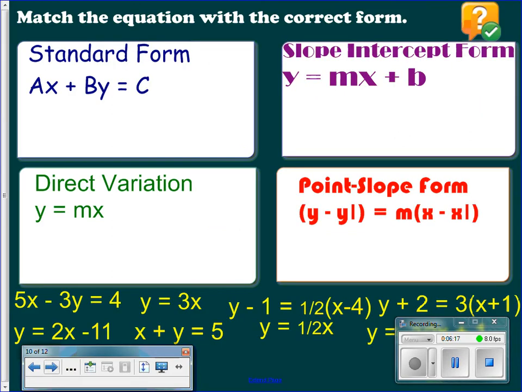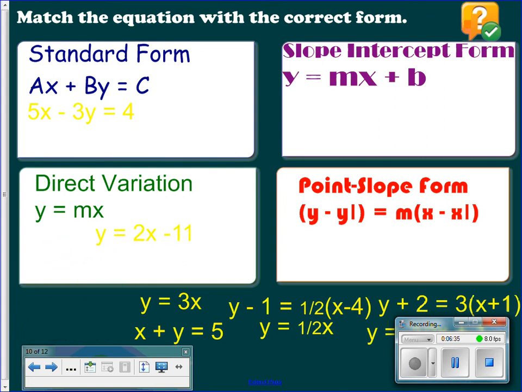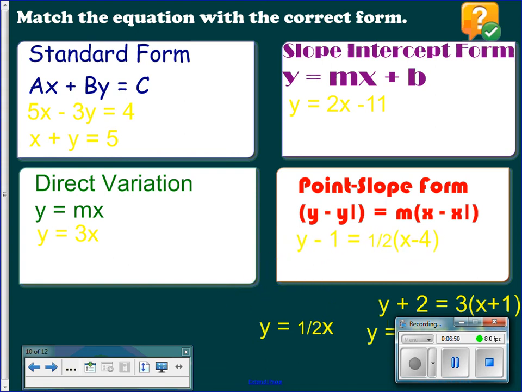All right, in this one, I'm going to just try to match the equation with the correct format. So if I'm looking at this, 5x minus 3y equals 4, that is standard form. y equals 2x minus 11, that's slope-intercept form. y equals 3x, that's direct variation, sorry. x plus y equals 5, that's standard. Here's one that is point slope, y minus 5 equals 1/2 times x minus 4.